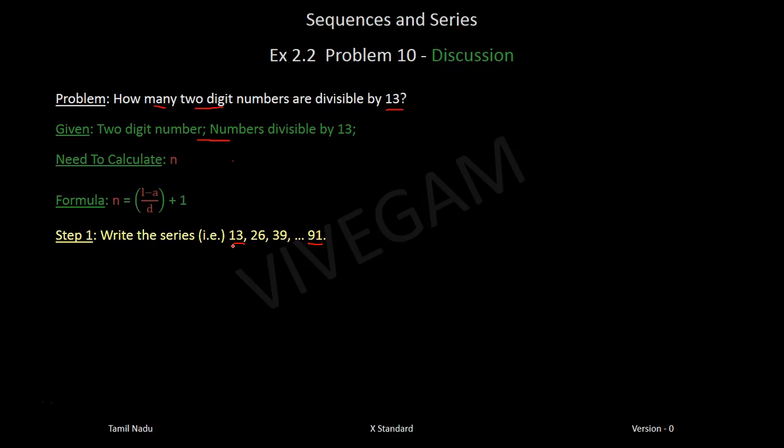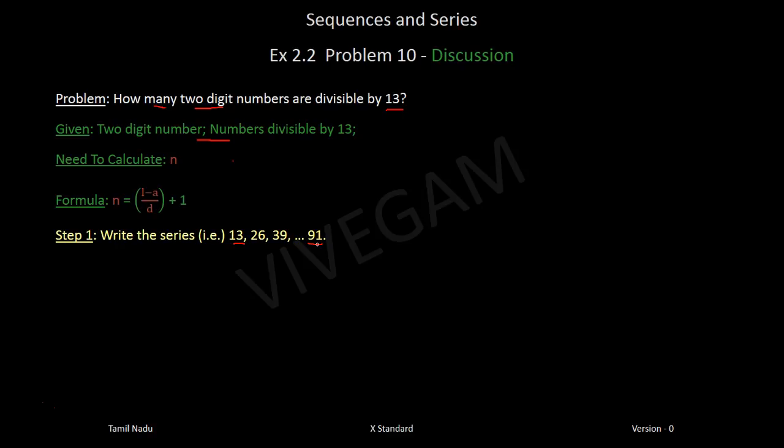But they say it has to be a multiple of 13. Okay, or divisible by 13 is multiple of 13. So the first number is 13. After that, 13 2s are 26, 13 3s are 39. It goes on to 13 into 7. That is 91. But 13 into 8 is 104. That is a three-digit number. So 91 is the last number.